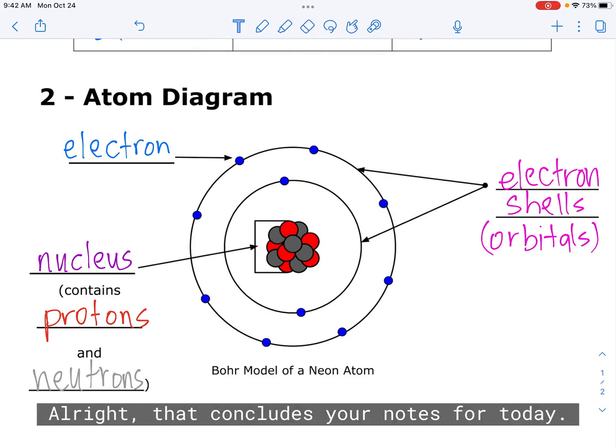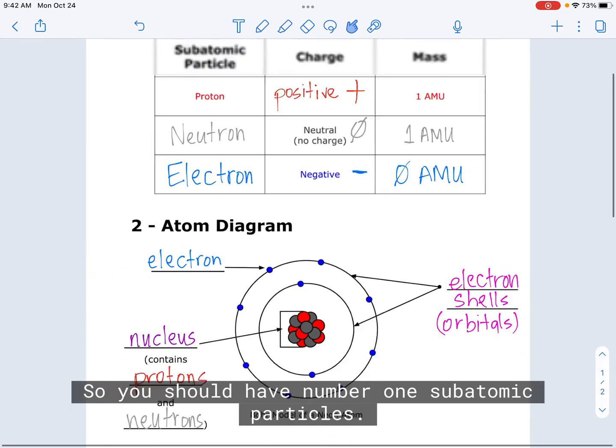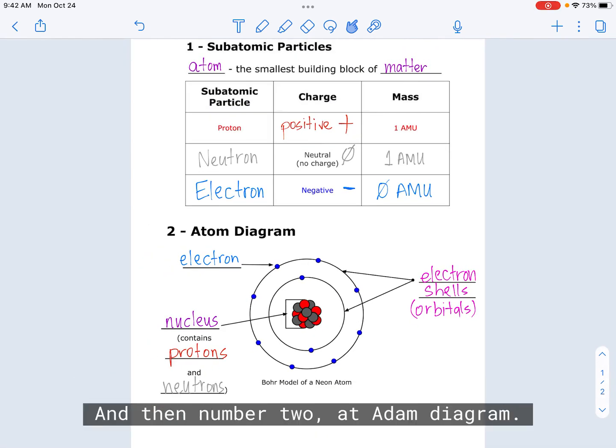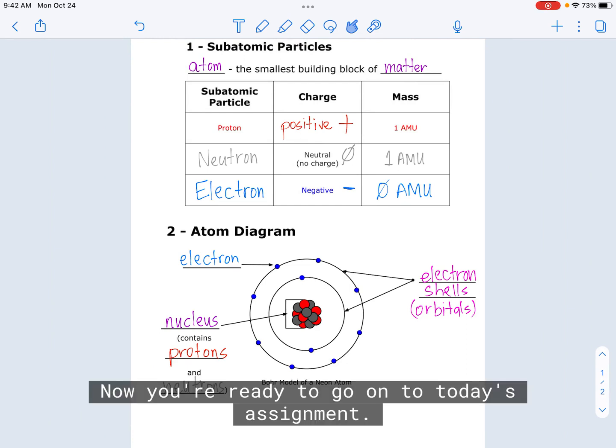All right, that concludes your notes for today. So you should have number 1, subatomic particles, and then number 2, atom diagram. Now you're ready to go on to today's assignment.